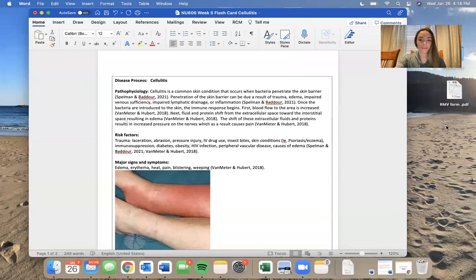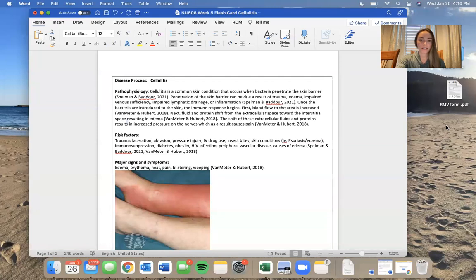Hi, everyone. For this week's discussion, I'll be reviewing the pathophysiology of cellulitis. Cellulitis is a common skin infection that occurs when bacteria penetrates the skin barrier. Penetration of the skin barrier can be a result of trauma, edema, impaired venous sufficiency, impaired lymphatic drainage, or inflammation. Once the bacteria is introduced to the skin, the immune response begins.